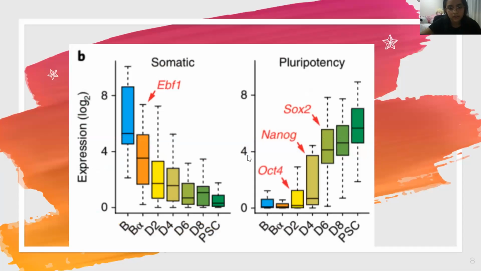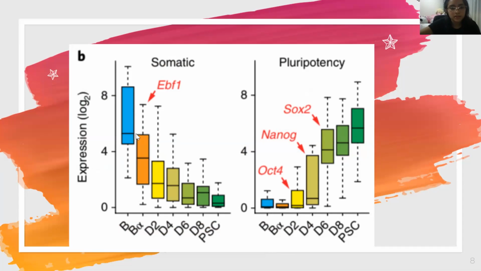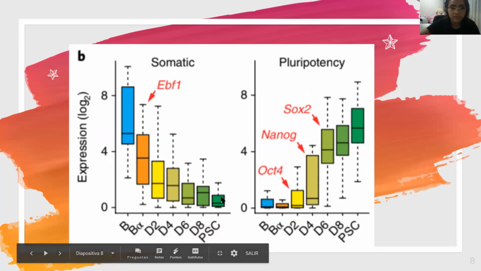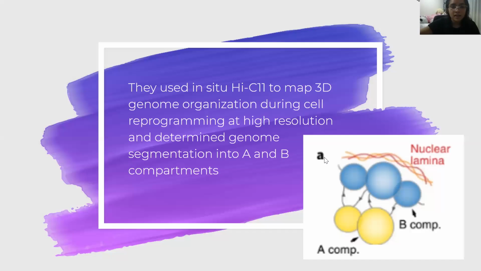This can cause a change in the expression of the cells. So this is a somatic cell, with the levels at all the steps. And it is high in the blue one, and low in expression, and in the pluripotent state they increase. So this is important.